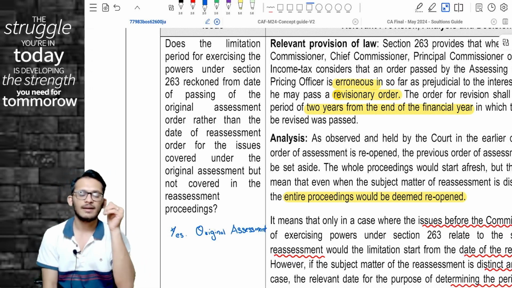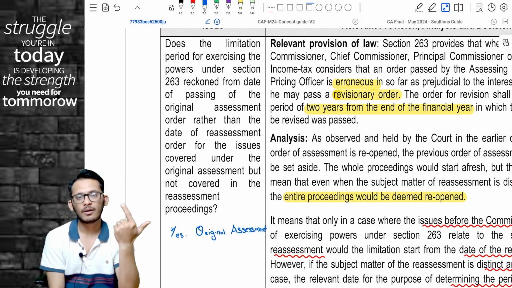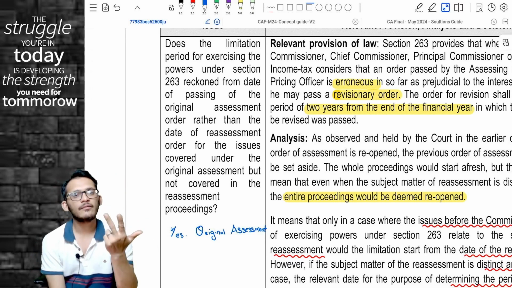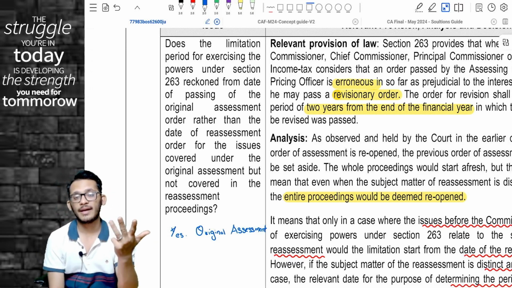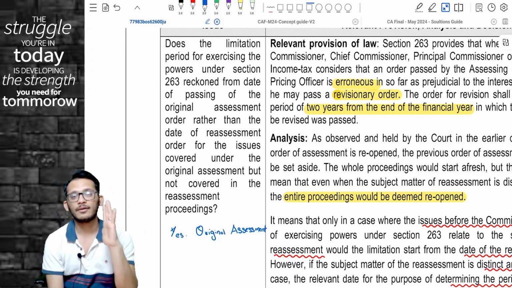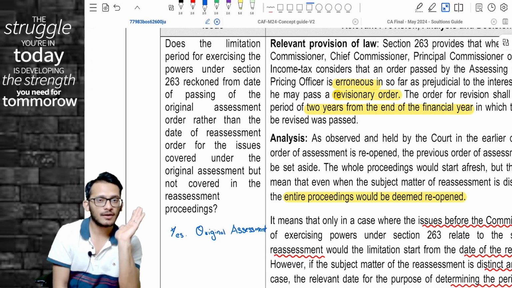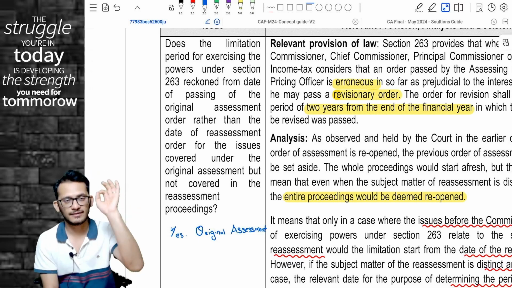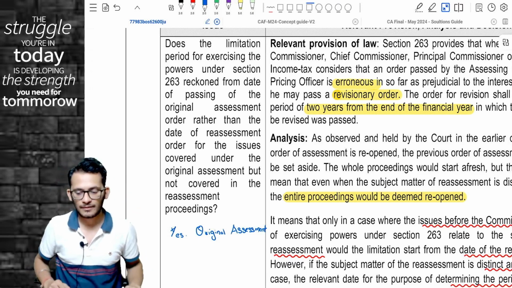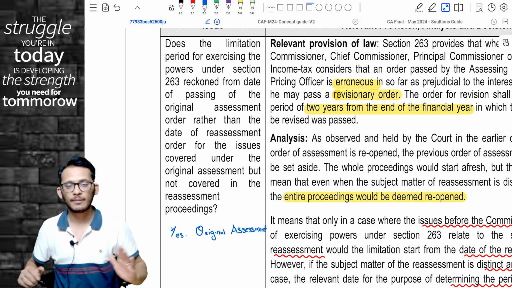In simple words, write the provision, summarize the facts, give your reference to the case law, give the conclusions arrived at from the case law, then finally conclude as to what will happen in your case. This is your format for your exam. If you follow the same format, you will get the right marks.